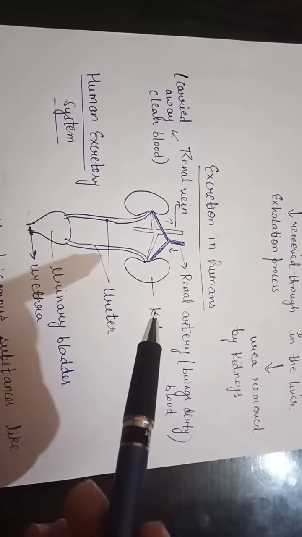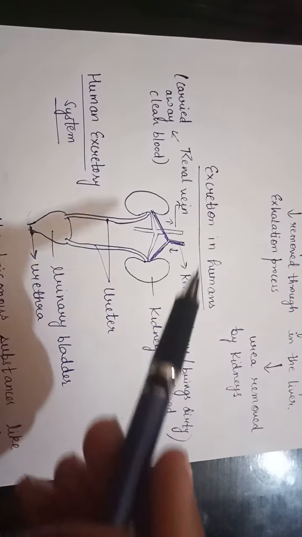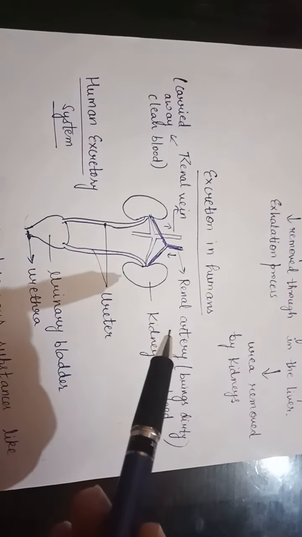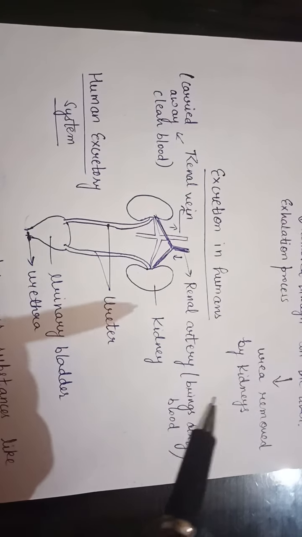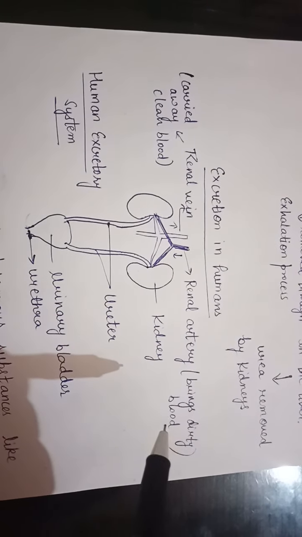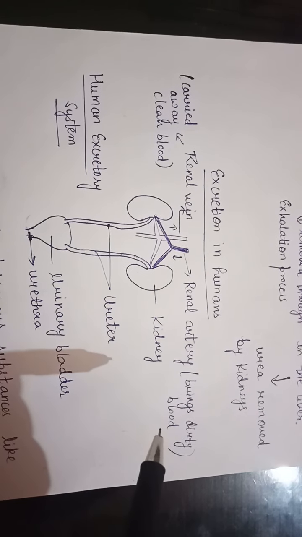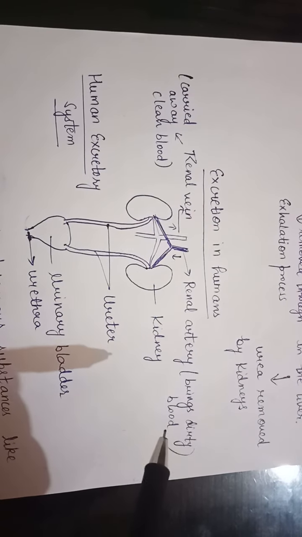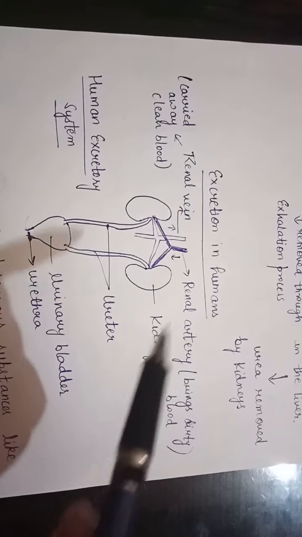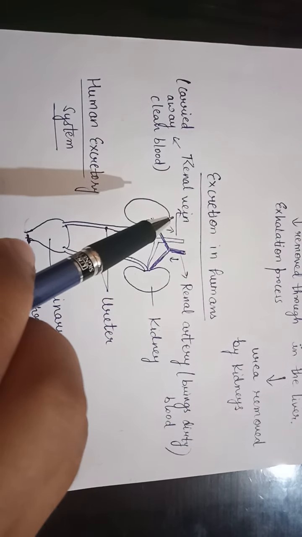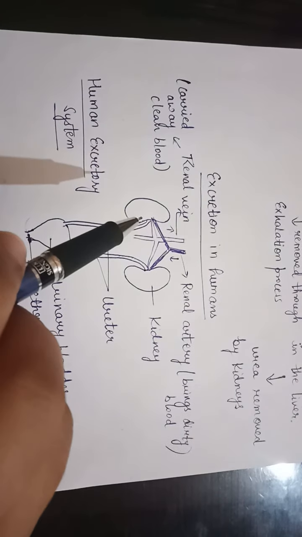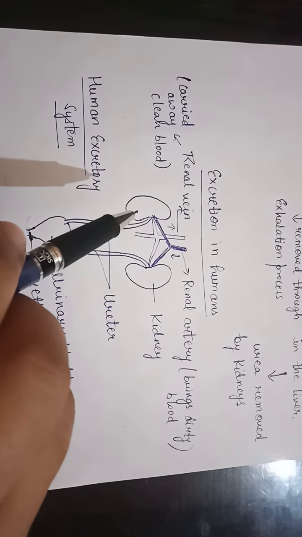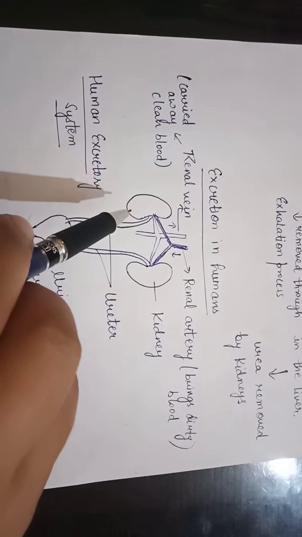So now, what is the function of the renal artery and the renal vein? The renal artery brings the dirty blood from the body. Dirty blood means it contains urea and other toxic waste. And the renal vein carries away the clean blood after the filtration of the blood by the kidneys.